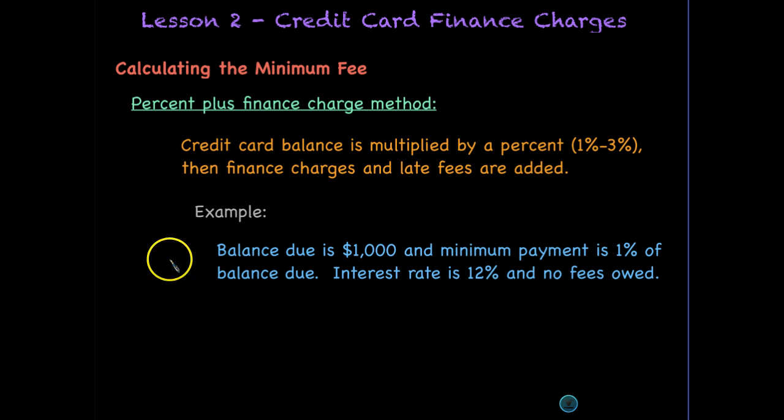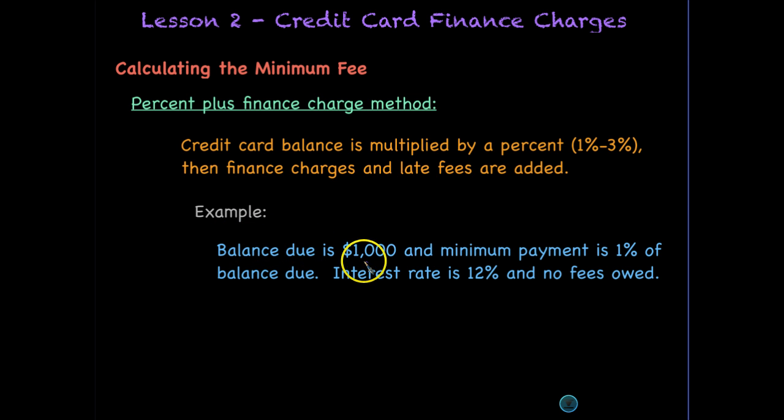Okay, let's look at another method. This method is called the percent plus finance charge method. This method takes into account finance charges or interest charges. Late fees are also added to this method as well. So it's very similar to the previous method. Let's look at an example.